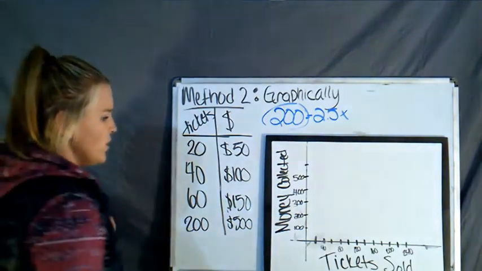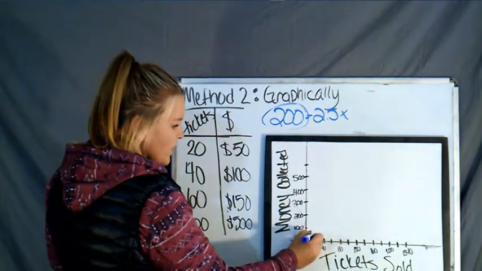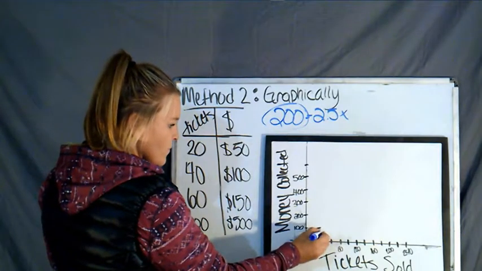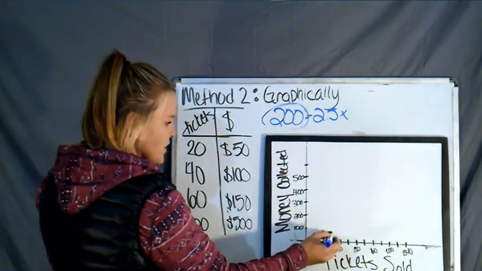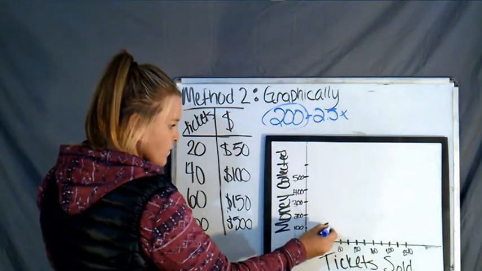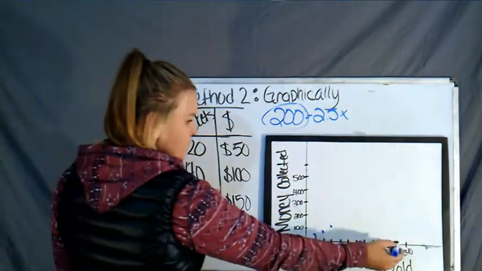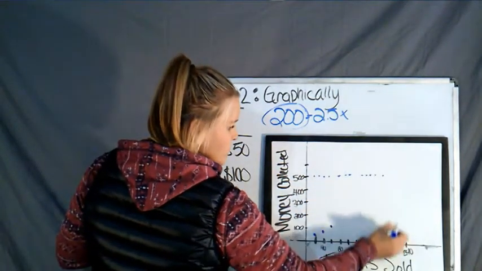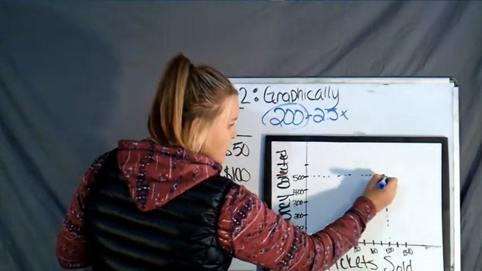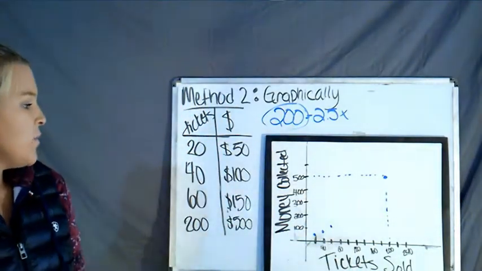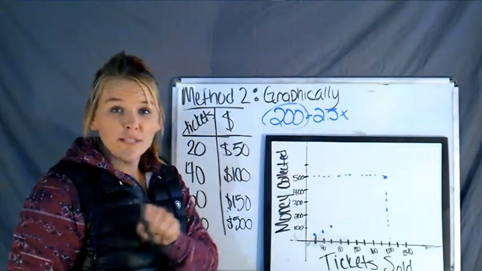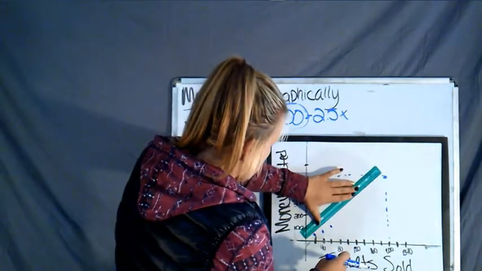And so I'm going to plot these points. So at 20, it's 50. 40 is at 100. 60 is at 150. And then 200 is at 500. So now that I have those plotted, I can connect them with a line. And we're going to use a straight edge so that it's an accurate line. Make sure you guys are doing the same thing.